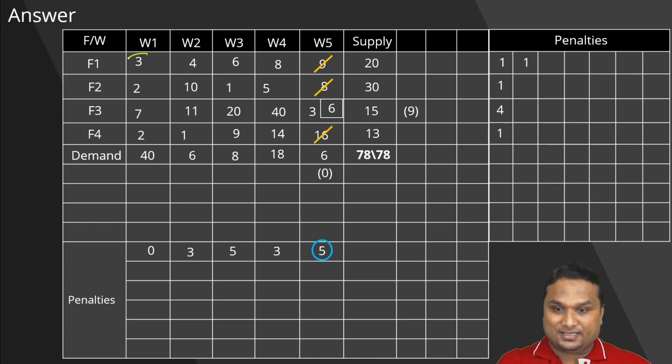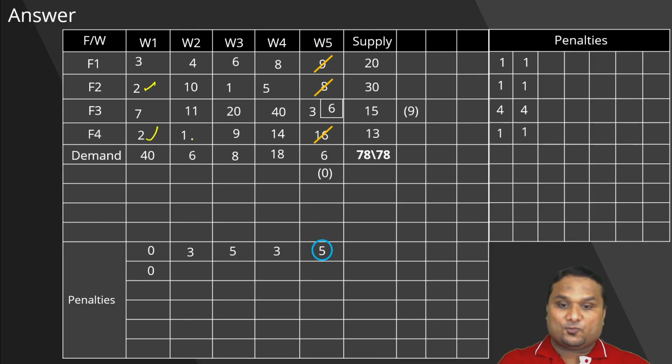Penalty is the difference between the least two values, which are 3 and 4, and we will not consider the cancelled values. This is 3 and 4, which is 1, and here it is 1 and 2, the penalty is 1, and here it is 7 and 11, the penalty is 4, and here it is 1 and 2, the penalty is 1. So no change happened in the row penalty. And now let's see what is happening in the column penalty. Okay, the lowest value, again it is the same, it is 2 and 2. This is one value, this is the other value, 2 and 2, it is 0.